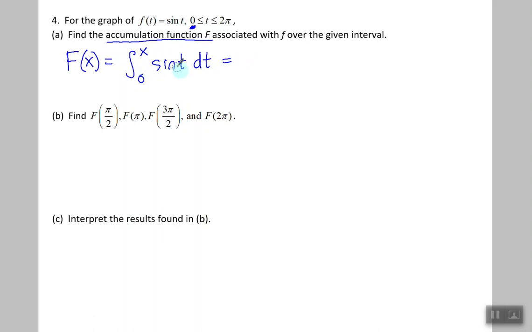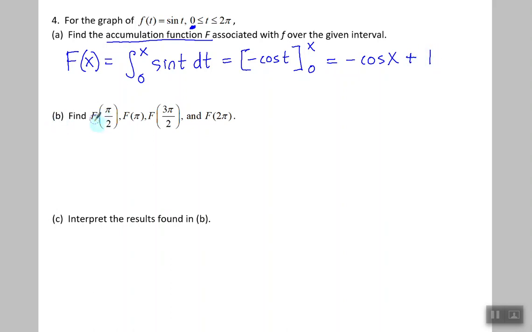We can take the antiderivative of sine of t, which is negative cosine of t, and using our brackets, we put our limits 0 to x. Plug in the upper limit first, negative cosine of x, and then the lower limit plugging in 0, minus negative cosine of 0 makes plus 1.